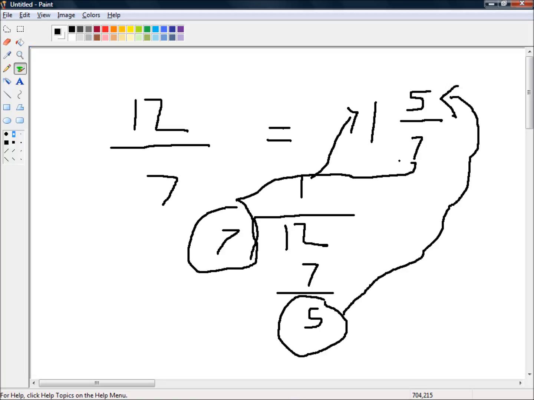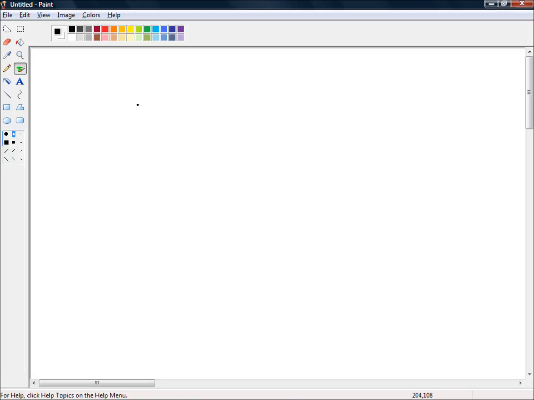Okay then, so if we wanted to go back the other way, so last time we went from 12/7 and got 1 and 5/7 as the mixed number. If we wanted to go back the other way, what we would do is multiply the whole number by the denominator and then add the numerator. So that's equal to 1 times 7 is 7, 7 plus 5 is 12, so that's 12/7.